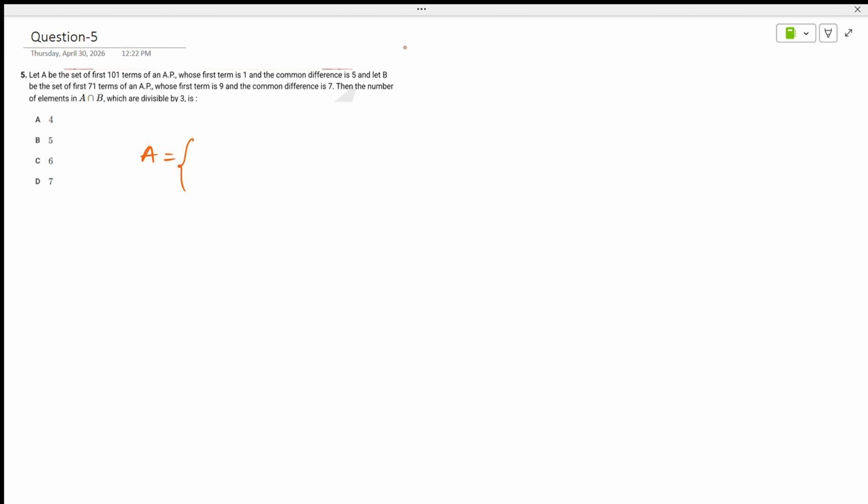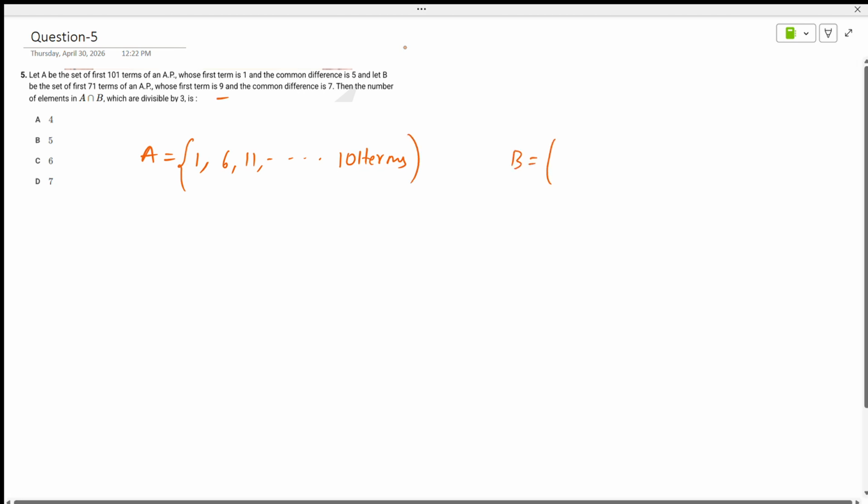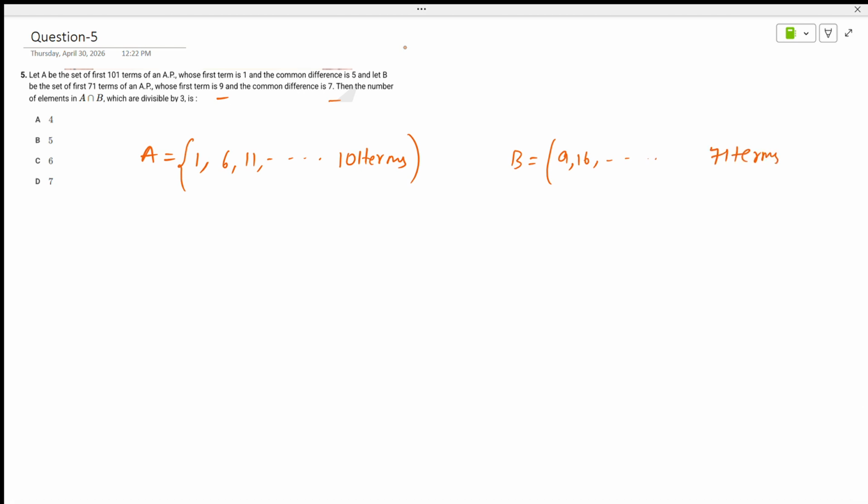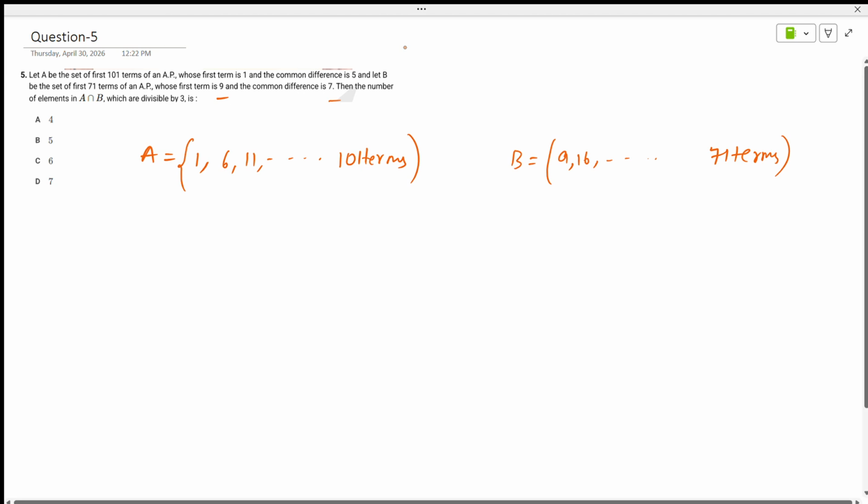Set A contains 1, and the common difference is 5, so you'll get 6, 11 and so on up to how many terms? 101 terms. And B starts from 9. The common difference is 7, so you'll get 16 and so on up to 71 terms. The question: the number of elements in A intersection B which are divisible by 3.